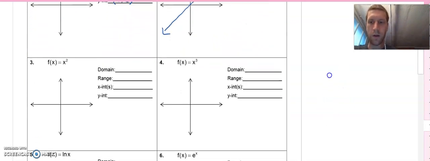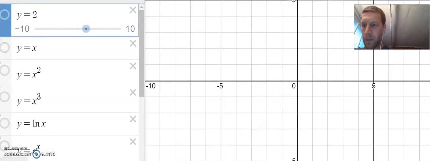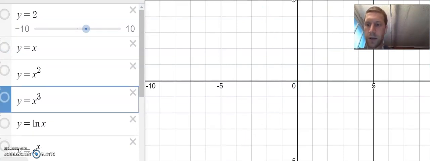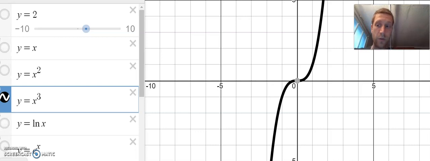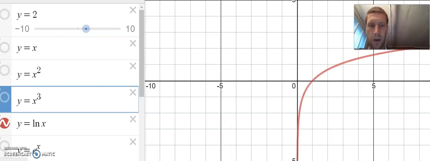All right, moving along. Y equals x squared, by the way, even function. We know what that looks like. Y equals x to the third is the next one, odd function. We know what that means. So I'm not going to fill those in, but let's go to ln x.